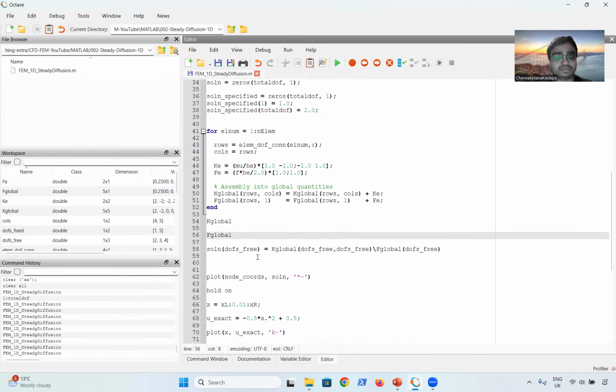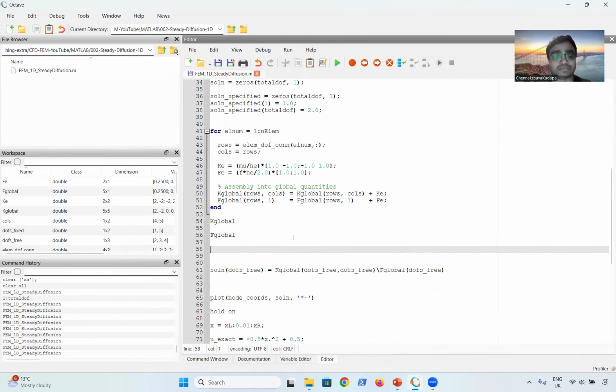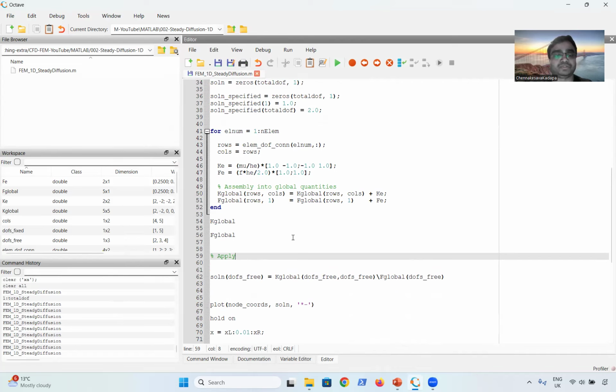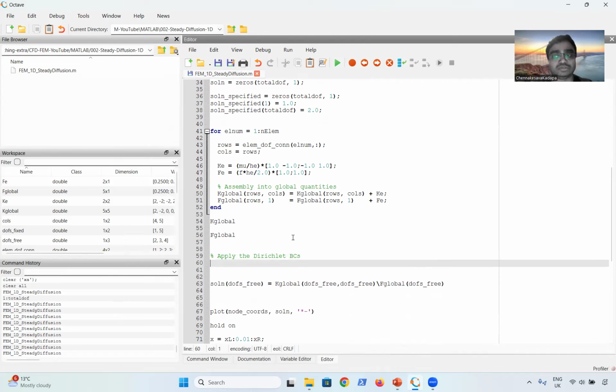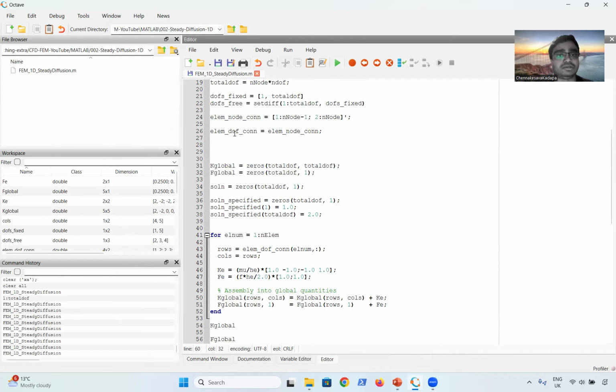Here we have the global force and global stiffness matrix. But before we solve, we have to apply the Dirichlet boundary conditions. So here we loop over the fixed DOFs. We know what DOFs are fixed from the DOF fixed array. In this case it is 2.